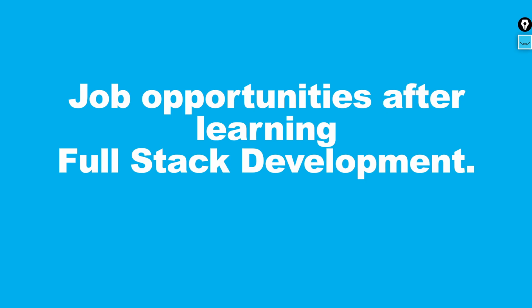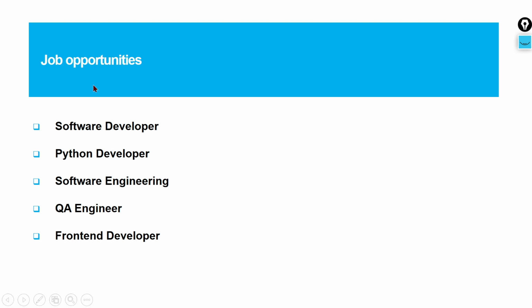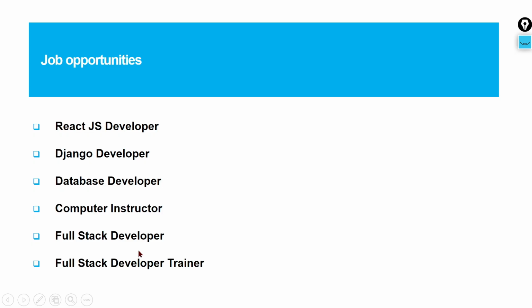So what are the jobs we can apply for? We are learning full stack development, so we can apply for the software developer role. We will learn Python, so we can apply for the Python developer role. We can apply as a software engineer, quality assurance engineer, or front-end developer. Or React JS, because in our modules we will cover React JS as well, and we will cover Django as well. Some companies post directly for this job. Directly they post, like, we want React JS developers.